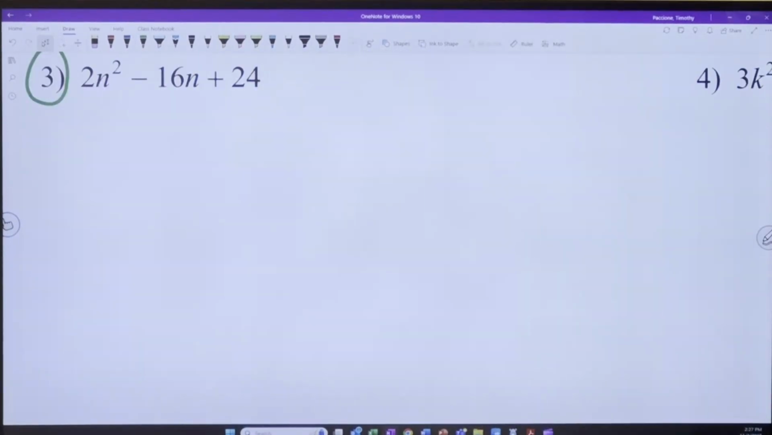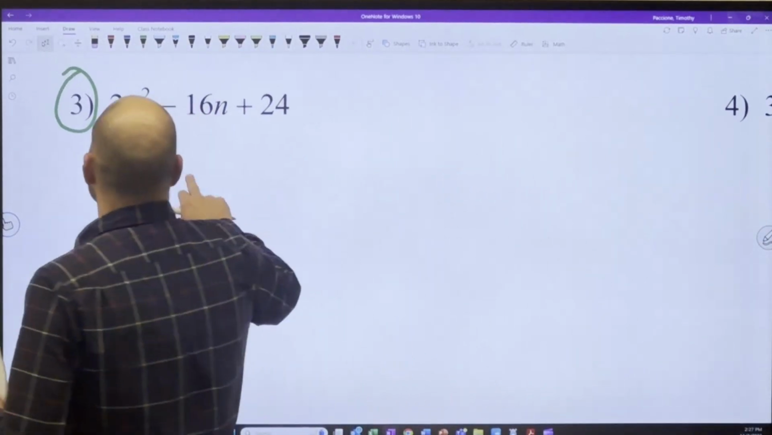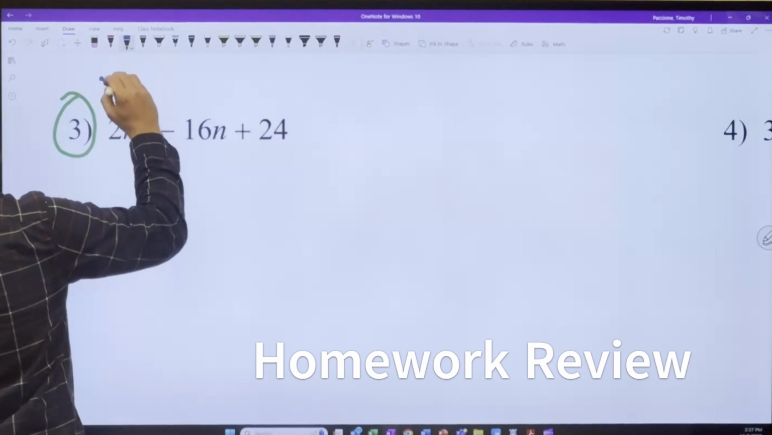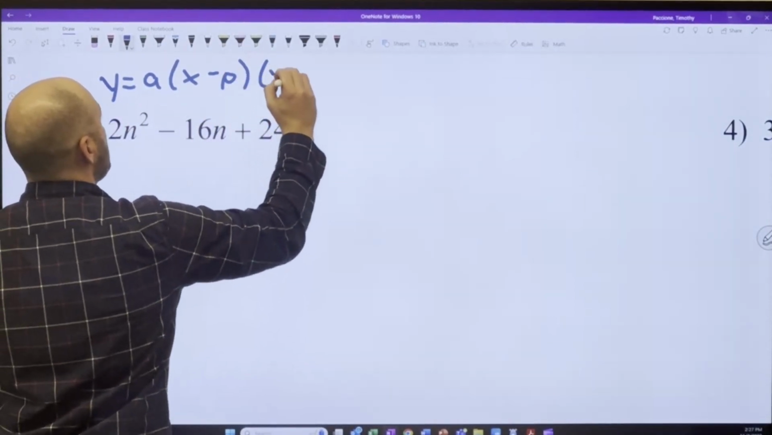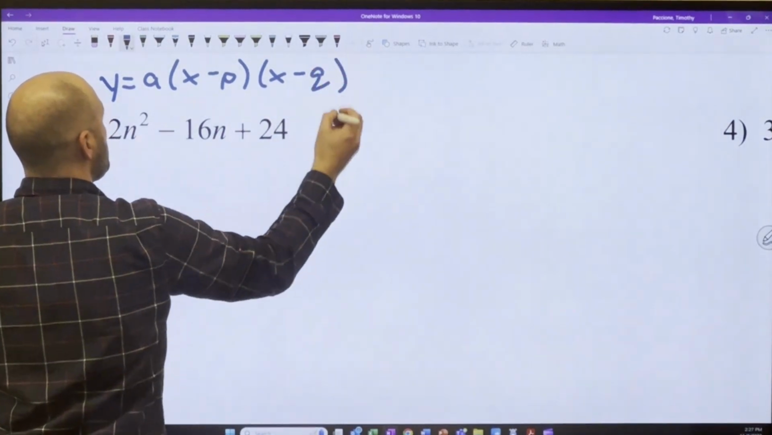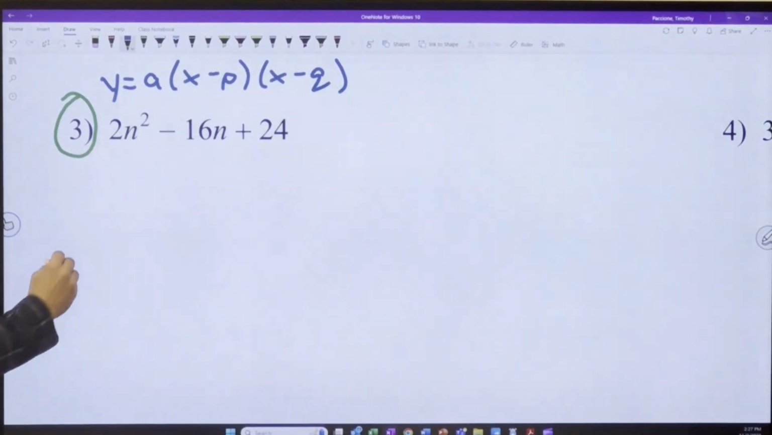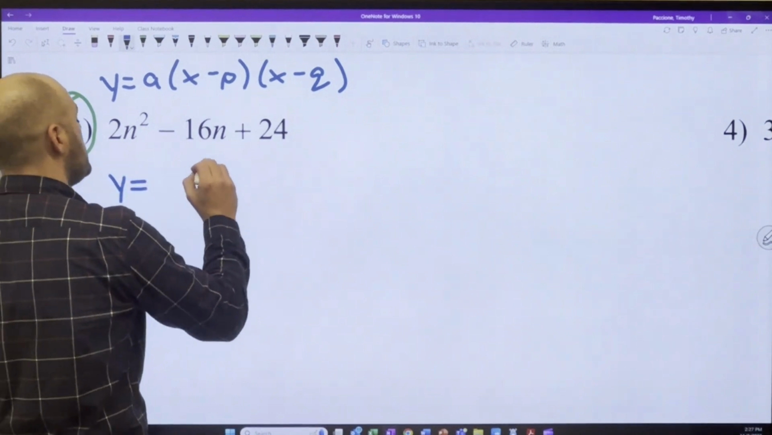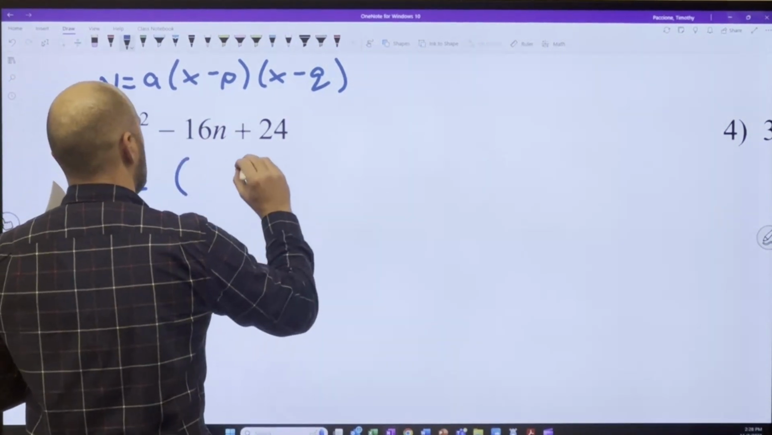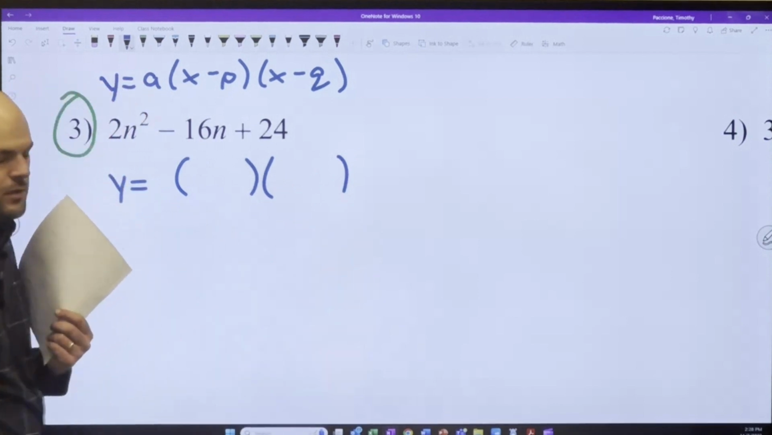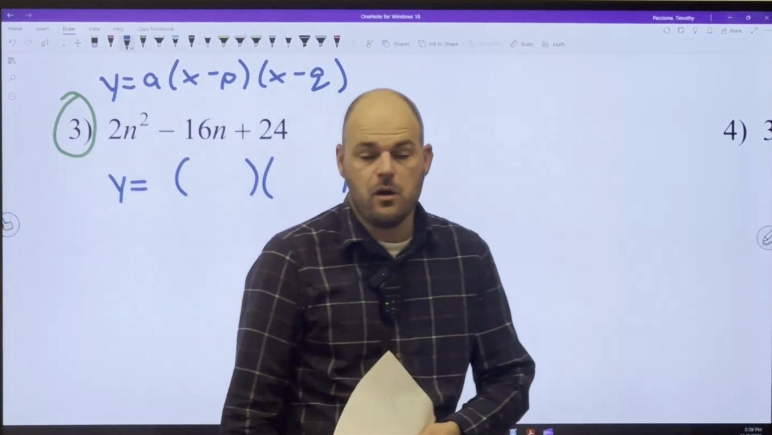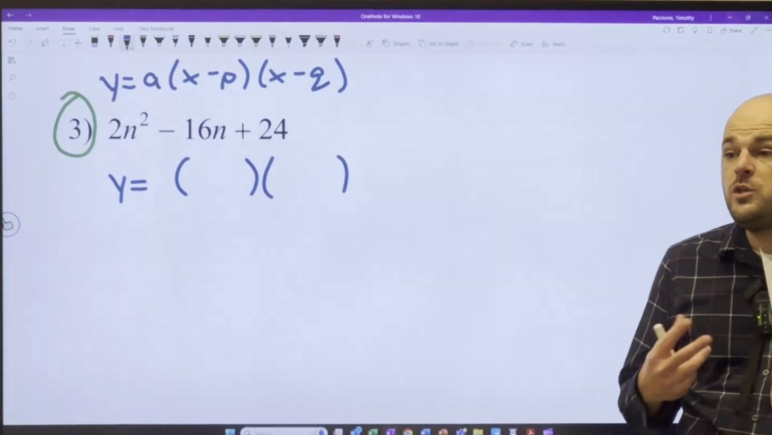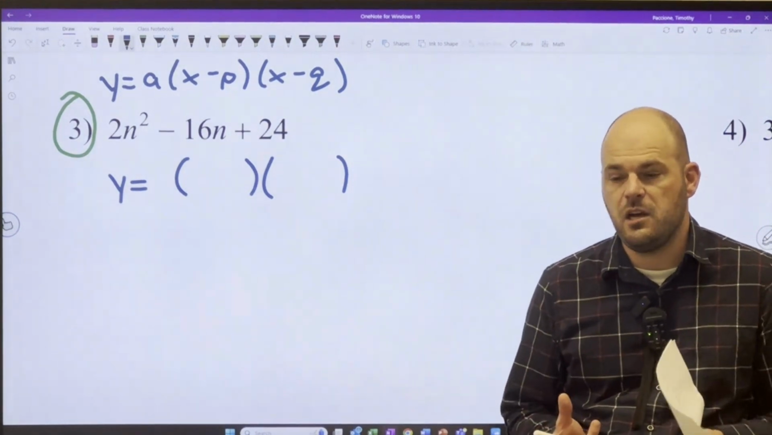Right? Okay, so remember, we're hoping to turn this into intercept form, which would be y equals a times x minus p, x minus q. Right? We want to get it to that. We want y equals some parentheses times each other. Right? That's what we're going for. We talked about how you can use the magic x to get there, but we also talked about how if you have, to use the magic x, your best case scenario is if?